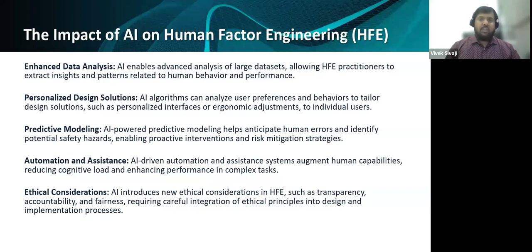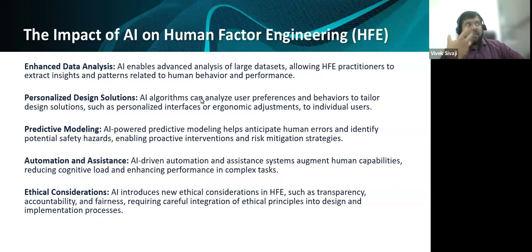Now, we cannot conduct any webinar in today's world without talking about AI. Now, AI has had a huge impact on HFE and vice versa, right? Artificial intelligence over the years has actually enhanced the data analysis capability, helping human factor engineering practitioners to extract insights and patterns related to human behavior and performance.